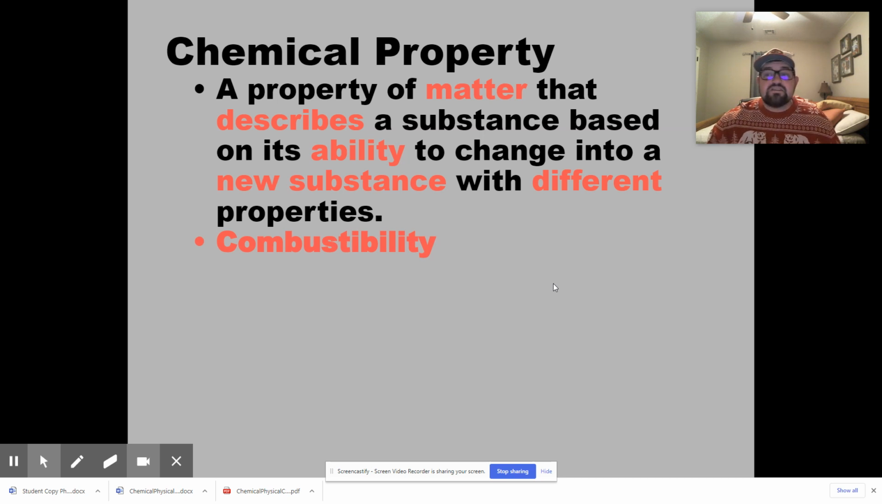So we have combustibility, which is a property of like gasoline or alcohol or certain compounds that will catch fire, right? Or they're combustible. So that means when oxygen is present in energy, they can burst into flames, right? Or they can be used for energy. They release a lot of energy. They're combustible.